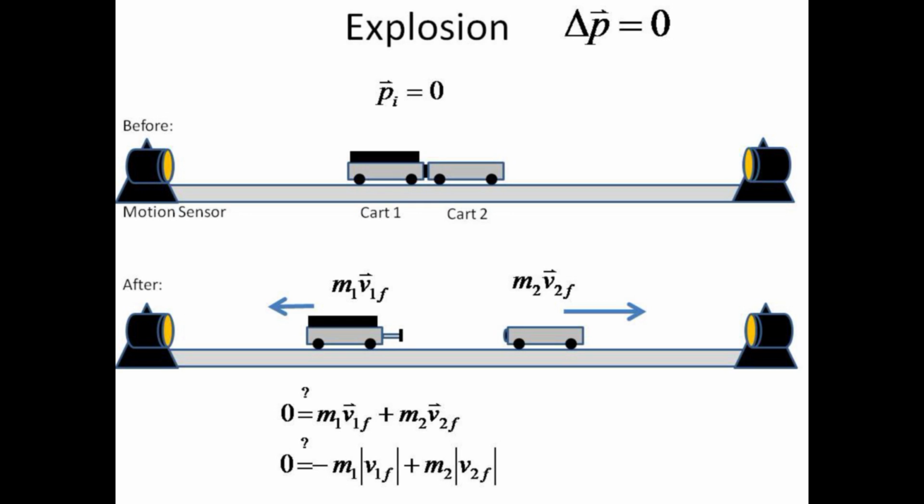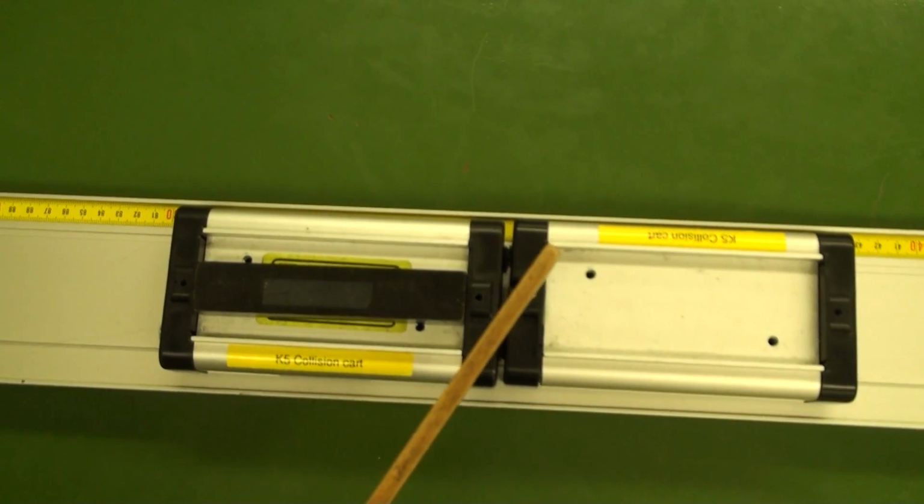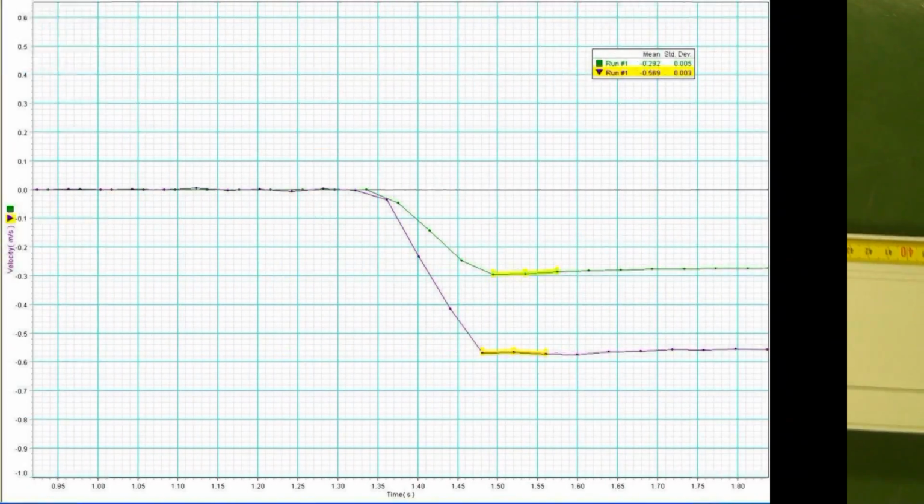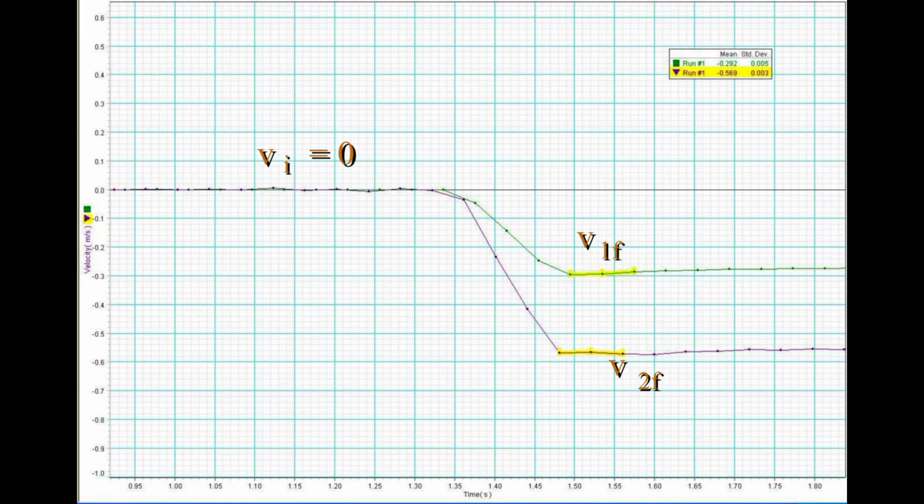The final experiment is an explosion of sorts. The two carts are at rest when a spring-loaded plunger is released, driving the two carts apart. Since the initial momentum is zero, the two carts leave the explosion with equal but opposite momenta. Once again, cart 2 will need the sign of its velocity changed to a positive value.